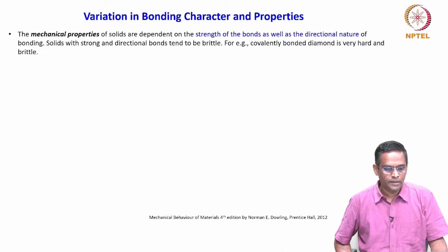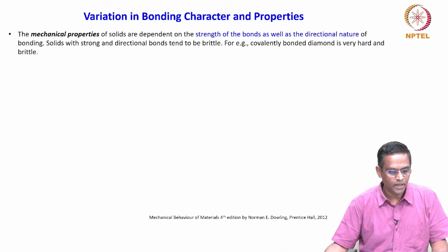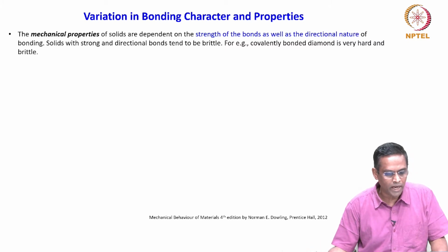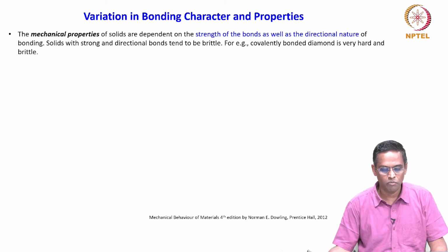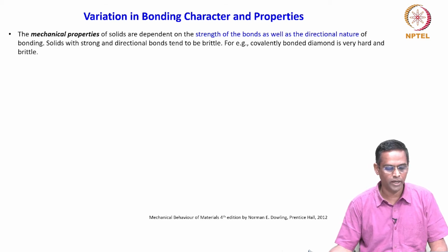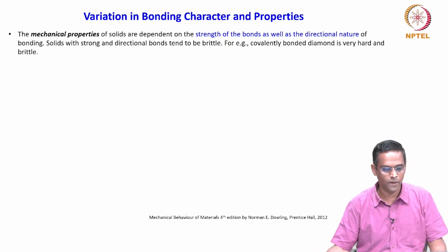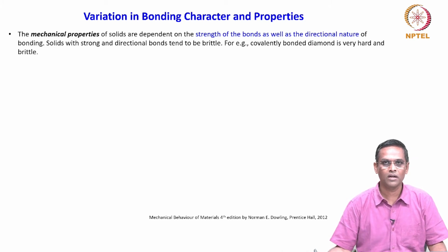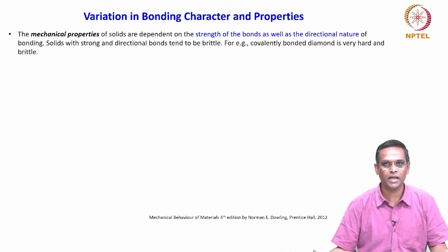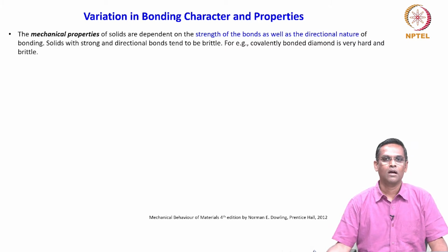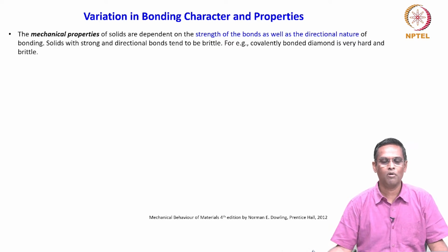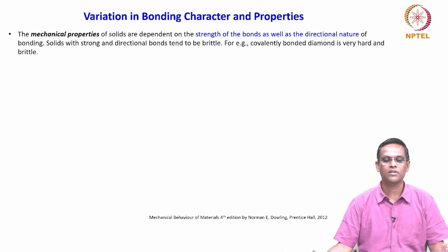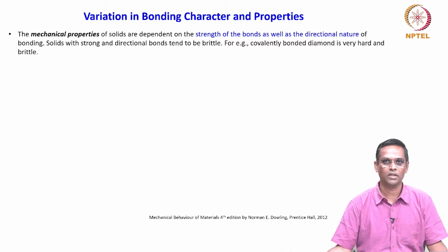So, finally, what we are trying to say is that the mechanical properties of solids depend on the strength of bonds as well as the directional nature of bonding. Solids with strong and directional bonds tend to be brittle. For example, covalently bonded diamond is very hard and brittle. So, having connected with all the physical properties, we are now saying that the mechanical behavior of materials also strongly depends on the type of bond and its nature and also directionality, and so on, right.